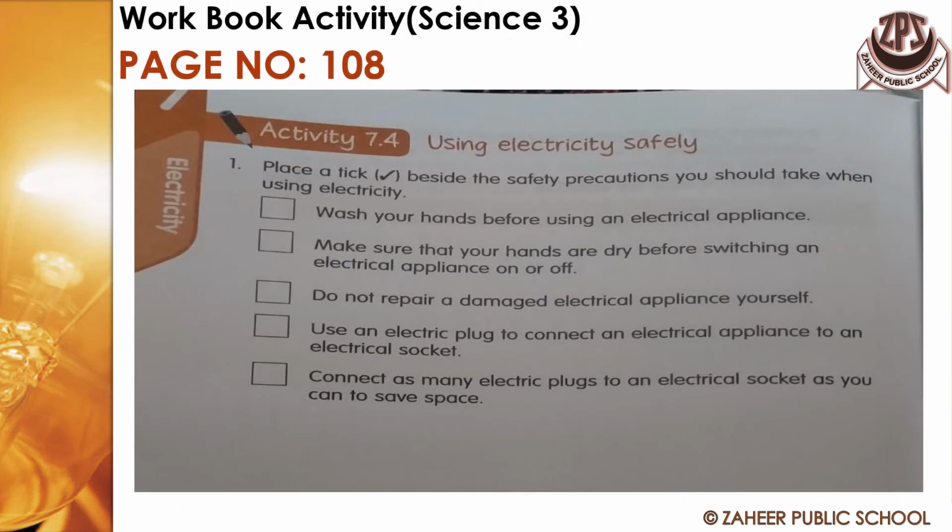Now the activity on page number 108: you have to put a tick mark in the box against the sentence which you follow during electricity use, and put a cross mark against the sentence which you should not do while using electricity. So these are the safety precautions.